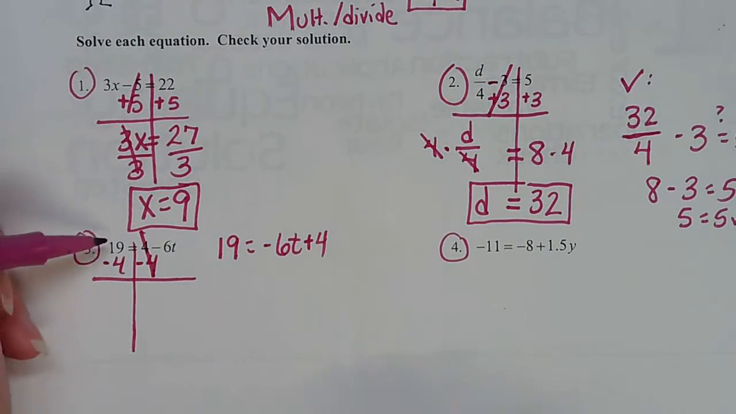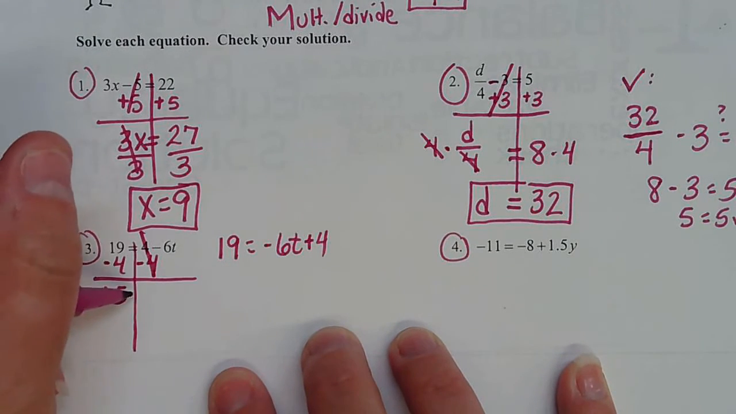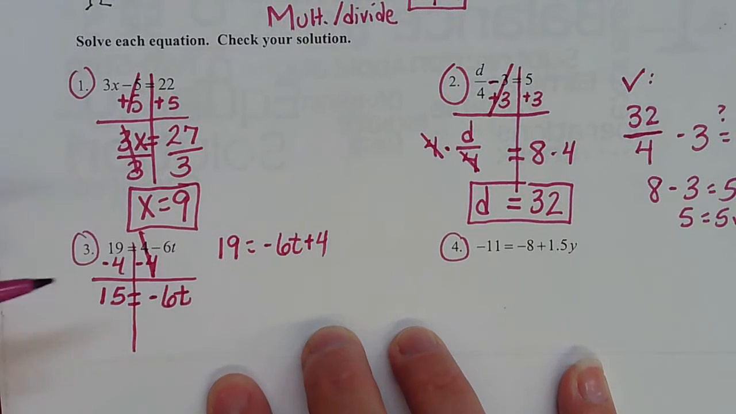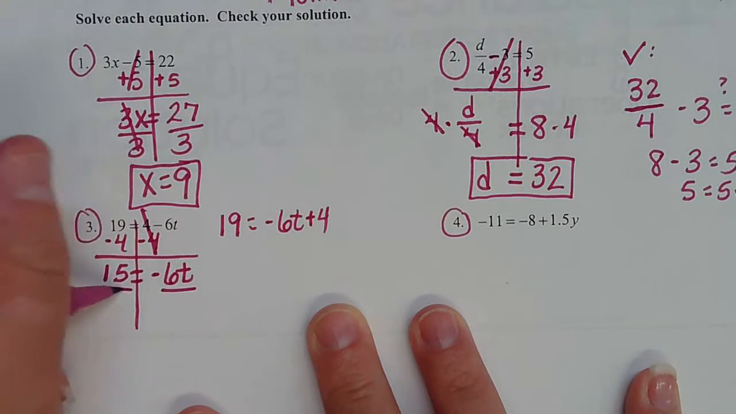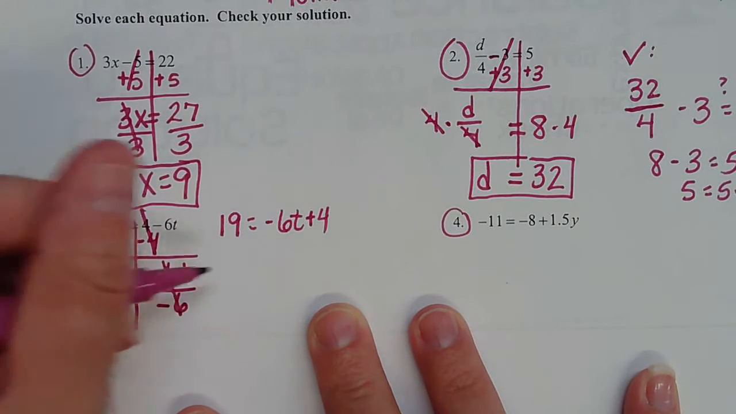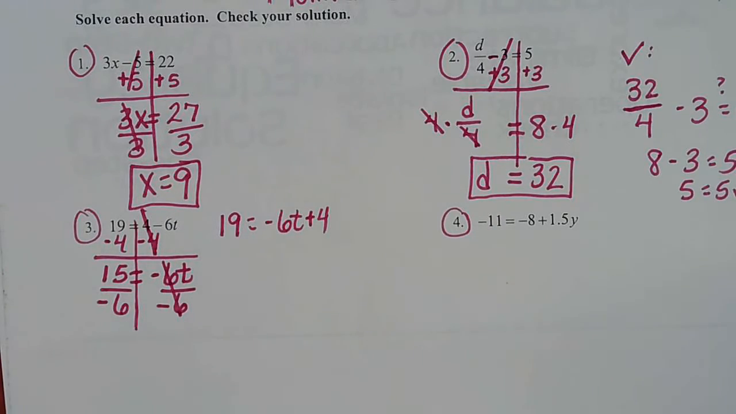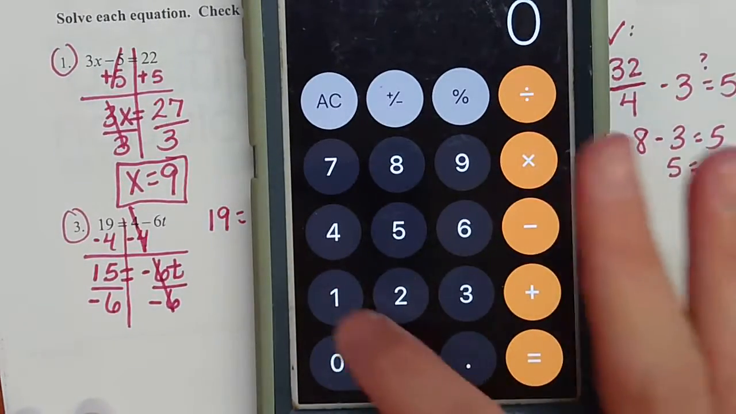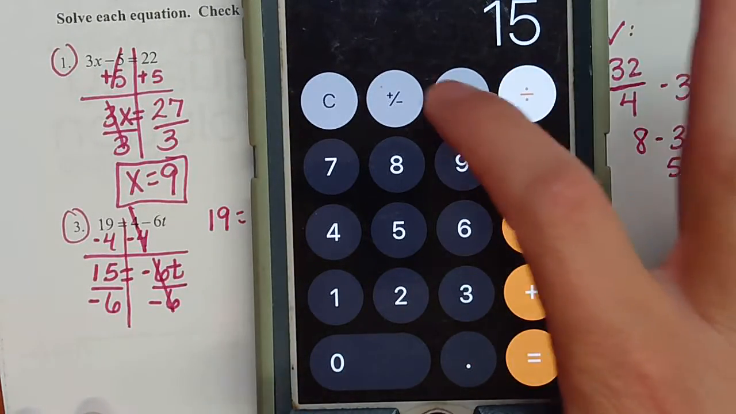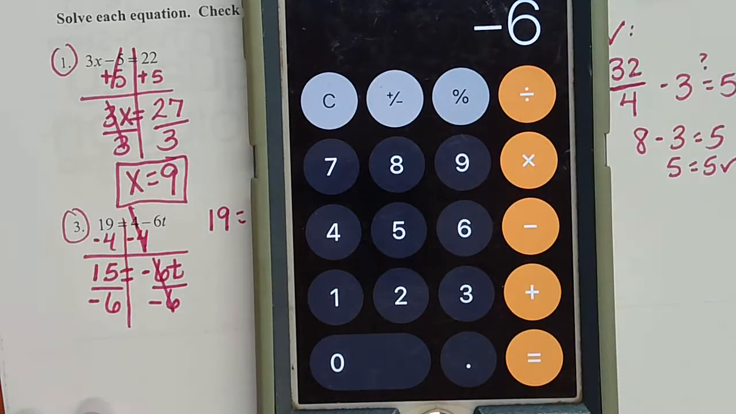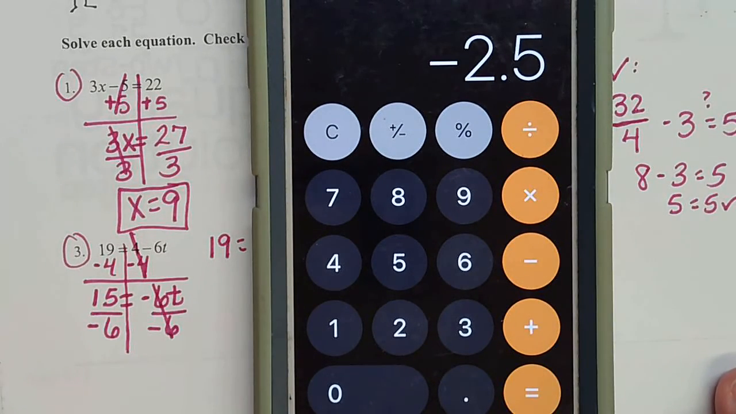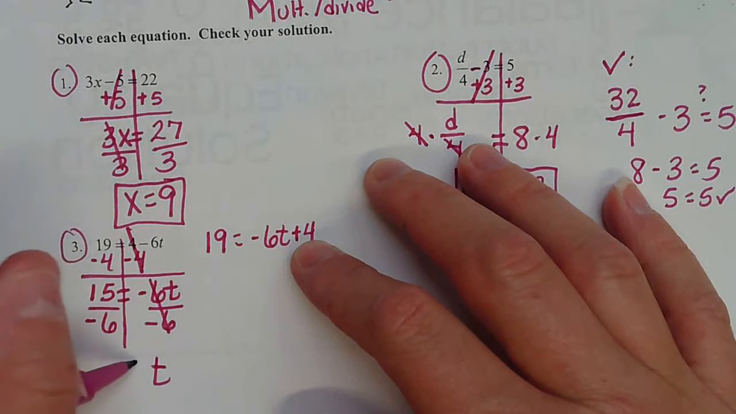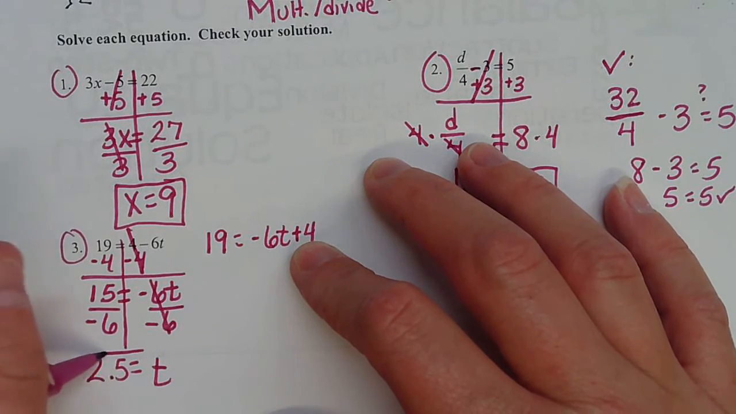When you subtract 4, 19 minus 4 is 15 equals, make sure that you look to the left. There's a negative with the 6. Bring down the negative 6. Then divide both sides by negative 6. Now, do you know how on your phone calculators to do negatives? Yes. It's kind of annoying. You have to go 15 divided by, and then you have to do 6, then the negative sign. You know how to do that? Yes? No? Okay, so then you would get t equals negative 2.5.